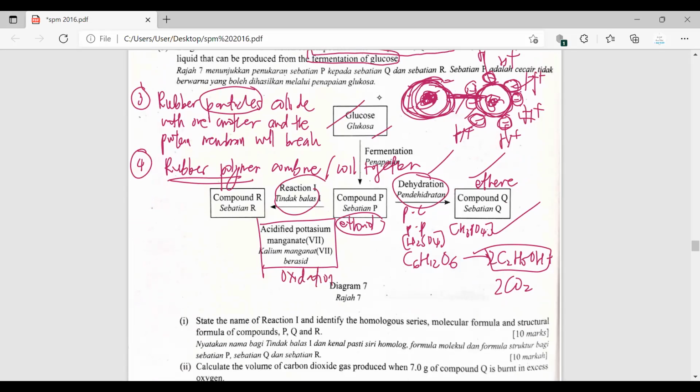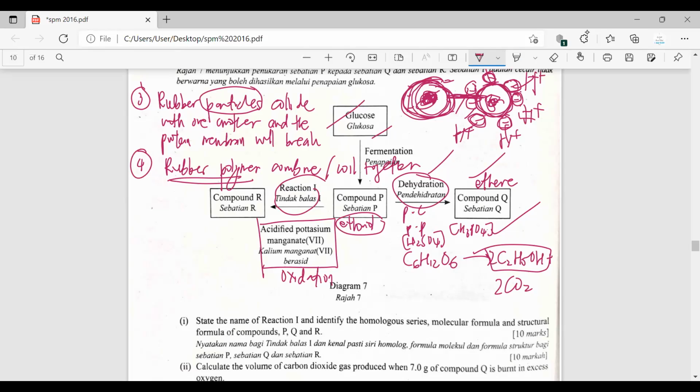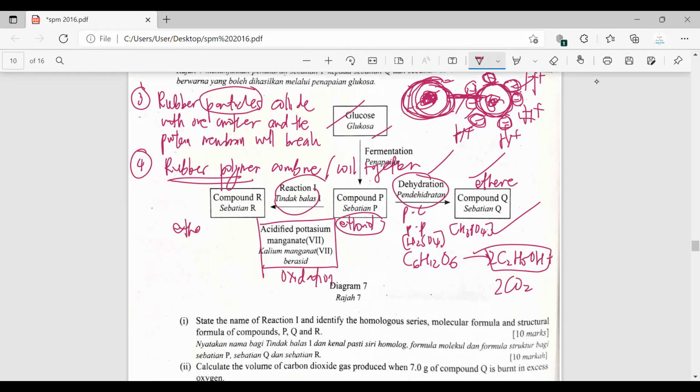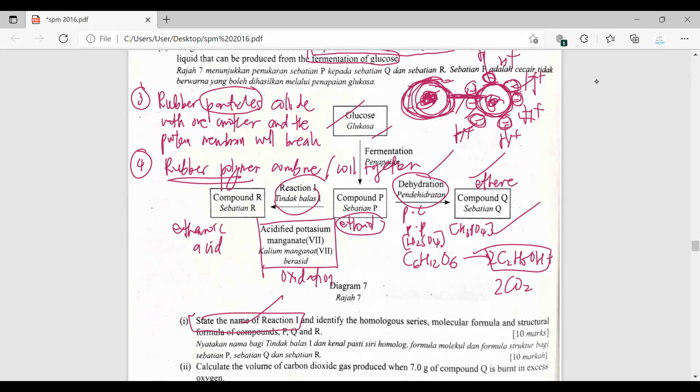And what is my compound R? Ethanol will give me what if I oxidize it? Ethanoic acid. Correct. I get ethanoic acid. So all of you would have gotten 1 mark because you got oxidation here. So now 9 marks. Identify the homologous series, the molecular formula, and the structural formula for P, Q and R.